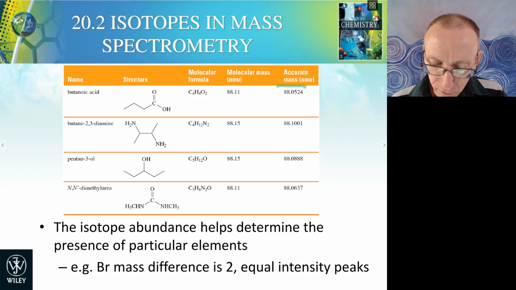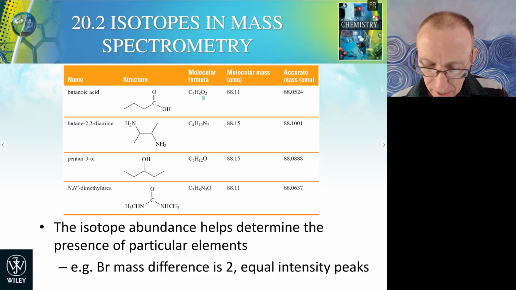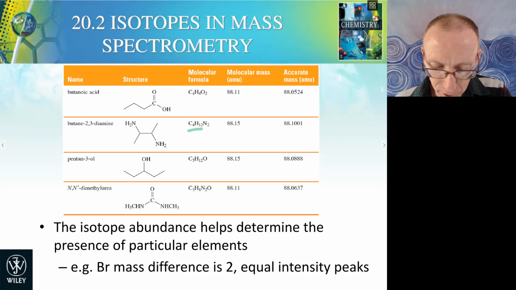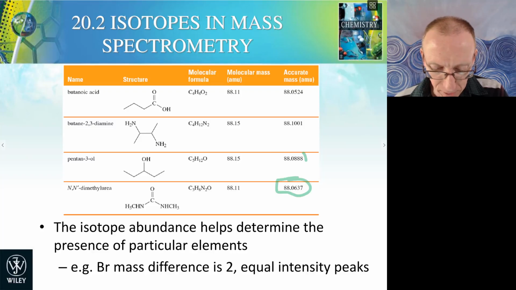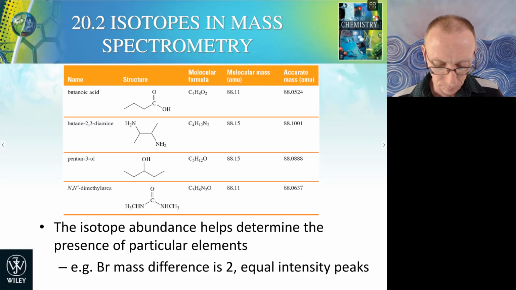However, if we accurately record the mass of these molecules, we can work out what the molecular formula is, because C4H8O2 has an accurate mass of 88.0524, whereas C4H12N2 has 88.1001, and so on. So each of these is diagnostic for the actual molecular formula for the compound, and so that can tell us what the molecular formula is.